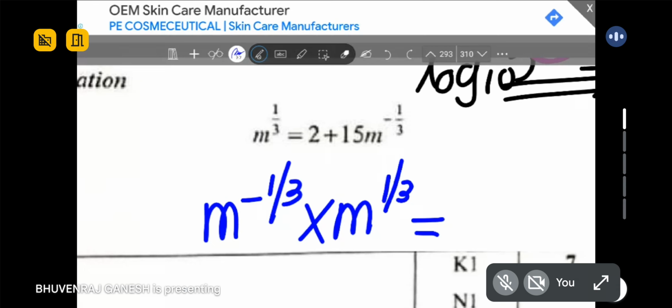Satu kan? It is 1, right? Am I right? Because you get m power 0, so the answer is 1. Correct? Satu kan? So can you see the concept, guys?